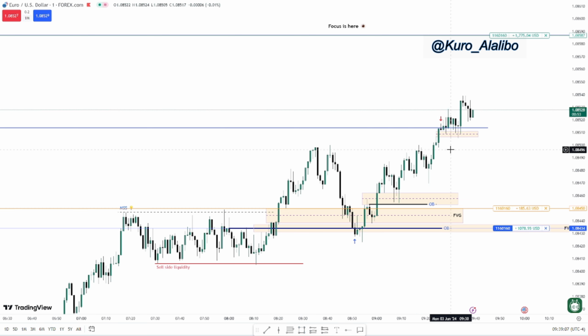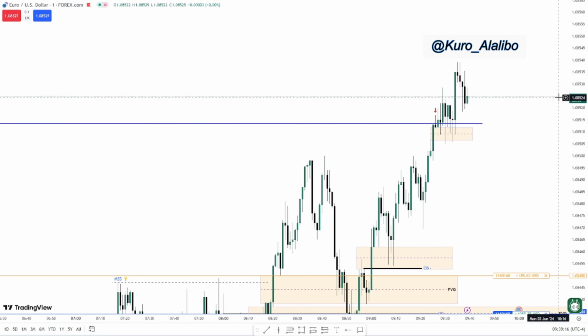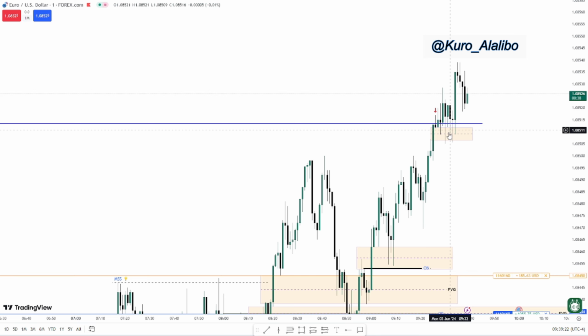Notice how they've really worked this area, this fair value gap. They've really worked down here, but notice how none of the bodies closed below it. It's quite interesting to see. These are the signatures you want to see when you're bullish.